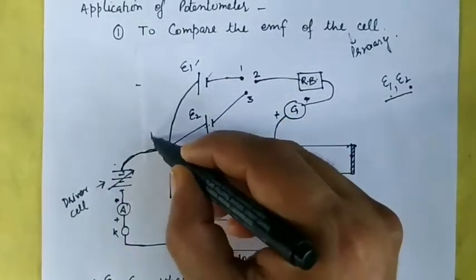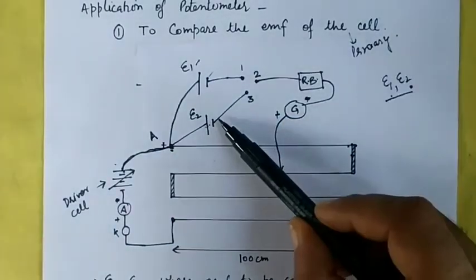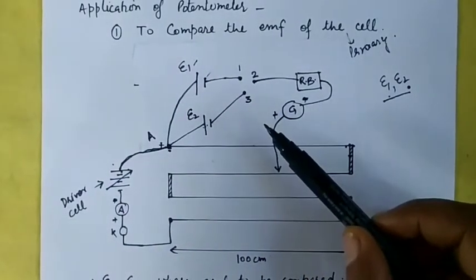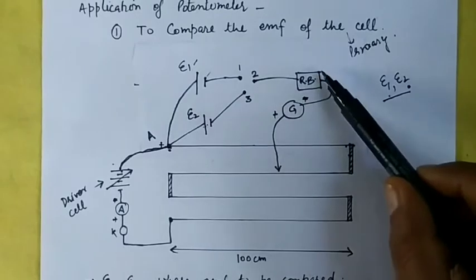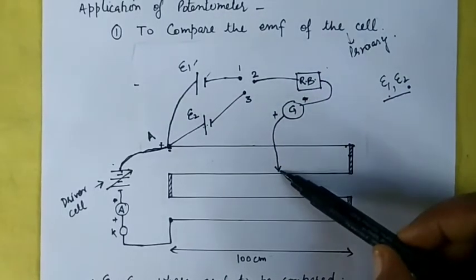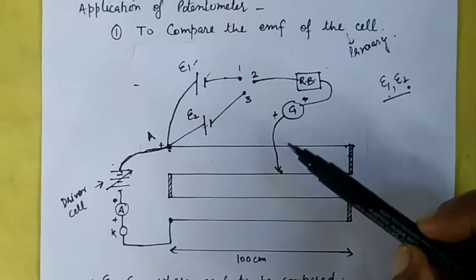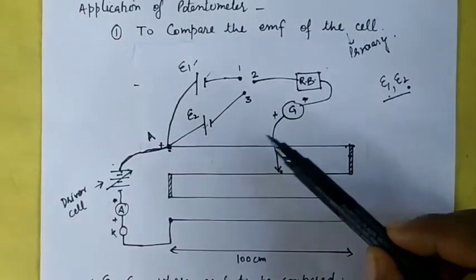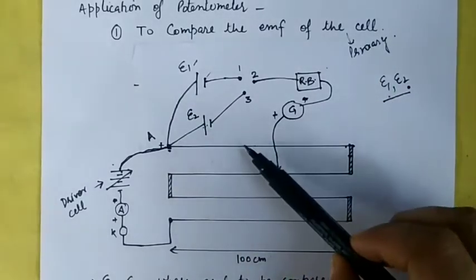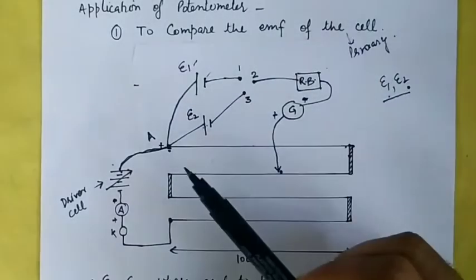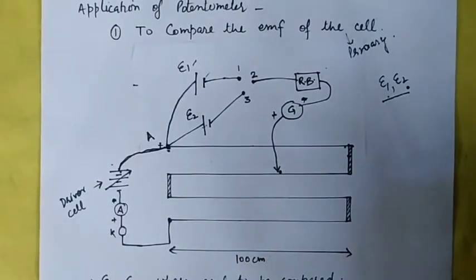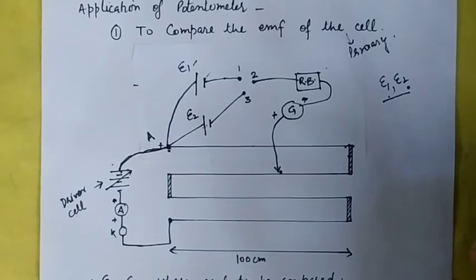I take this point as A. These two primary cells are connected with the two-way key, further resistance box, galvanometer and jockey. The jockey is moved over the wire. We should not slide the jockey over this wire because it may produce cracks or hinges in the wire.